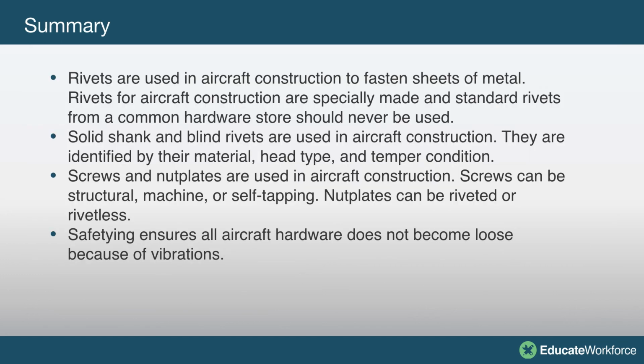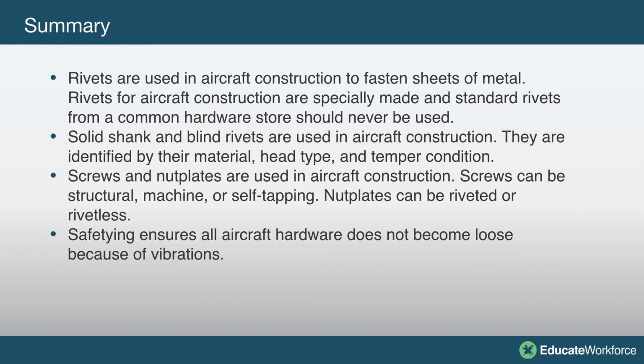So in summary, rivets are used in aircraft construction to fasten pieces of sheet metal together. Rivets for aircraft construction are specifically made to standards. So we're not going to go to a common hardware store and pick up rivets off the shelf and use them. You want to use aircraft specific rivets. Solid shank rivets and blind rivets are used in aircraft construction. They're identified by the material, by the type and shape of the head, and their temper condition.